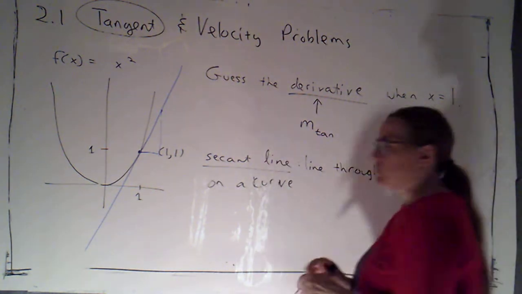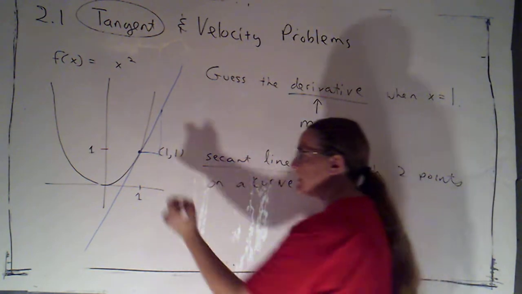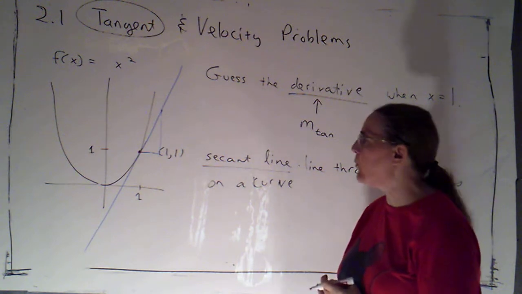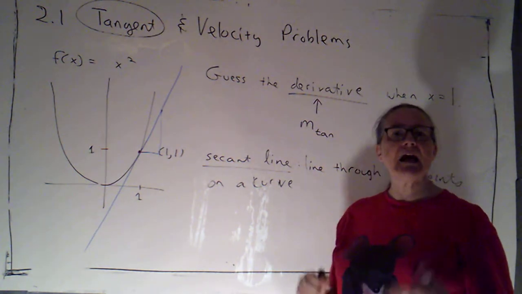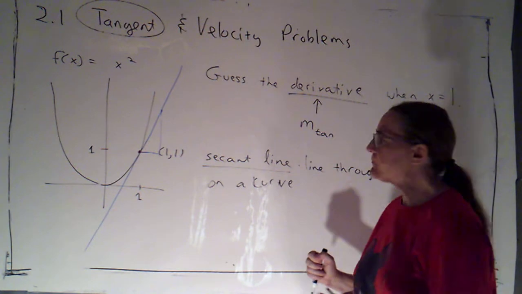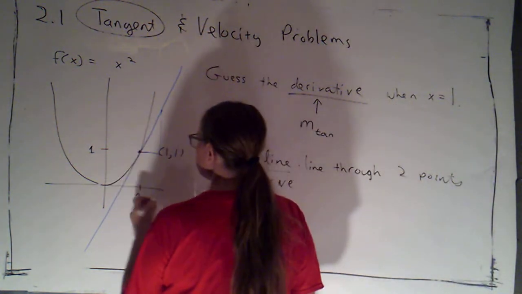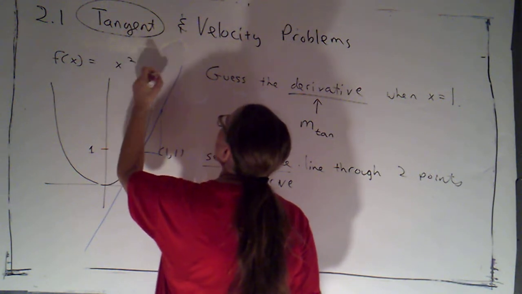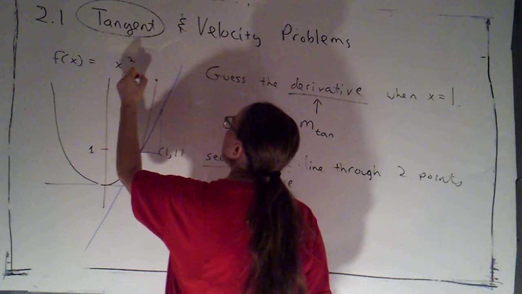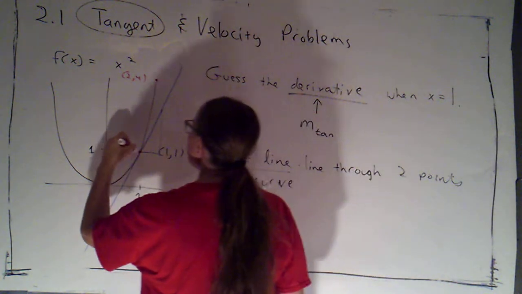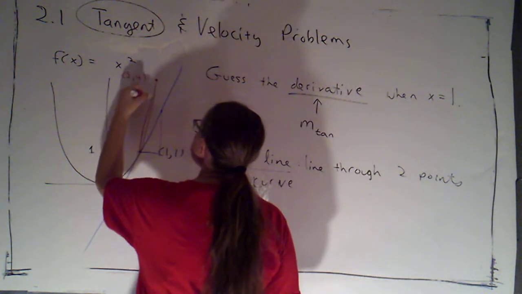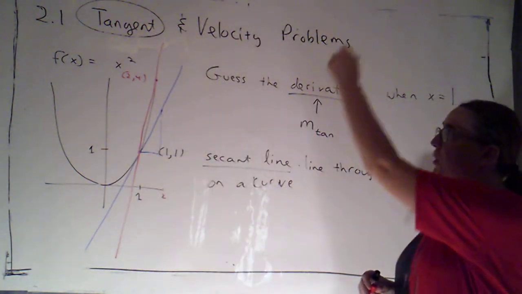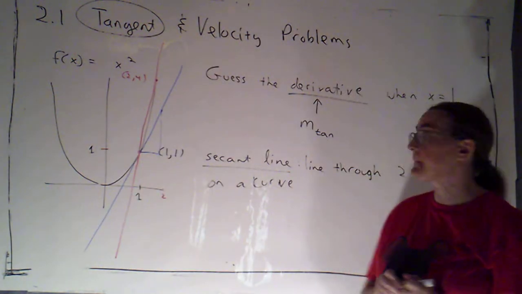So what I'm going to do is create a secant line using this point. This is the point I care about. That's my point of tangency, (1, 1). And I'm going to pick a nearby point. Maybe I'll go over to where x is 2. When x is 2, I'd be at this point (2, 4). And I could draw in the secant line connecting those 2 points. Okay.